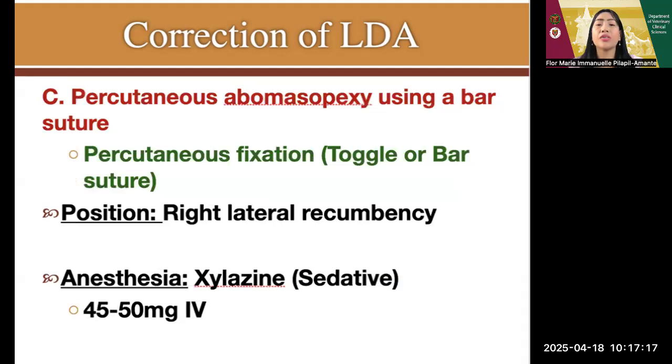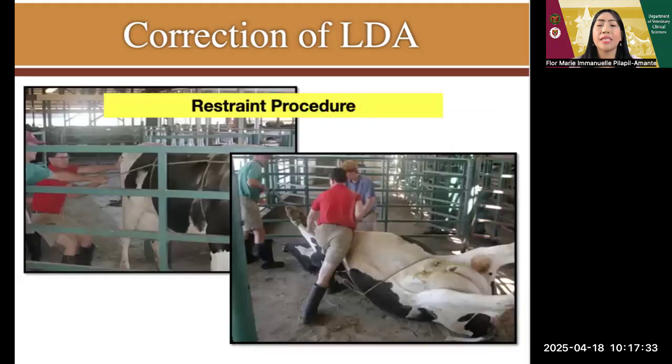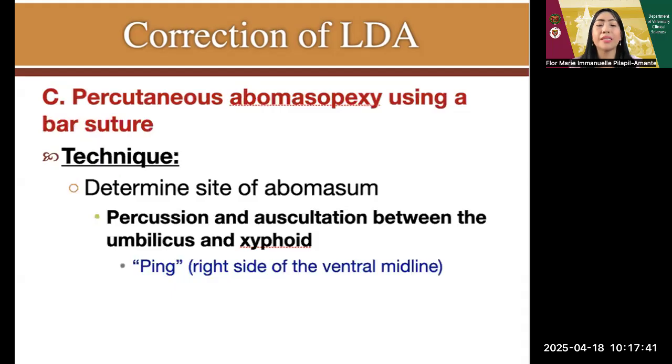Next, we go to percutaneous abomasopexy using a bar suture. And we call this the toggle or bar suture. The position will be at the right lateral recumbency and the animal will be sedated using xylazine. Same as in the rolling technique, the cow will be cast on the right side and pulled into dorsal recumbency. To determine the site of the abomasum, a combination of percussion and auscultation will be done between the umbilicus and the xiphoid. A characteristic ping sound will be observed on the right side of the ventral midline.